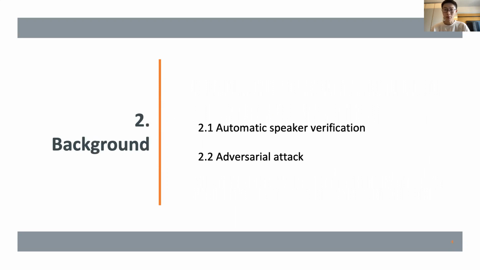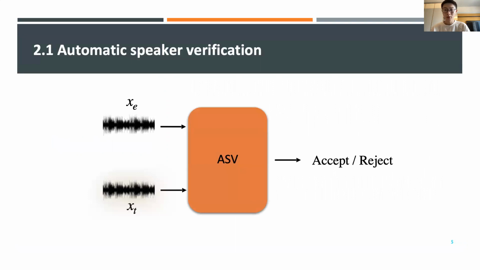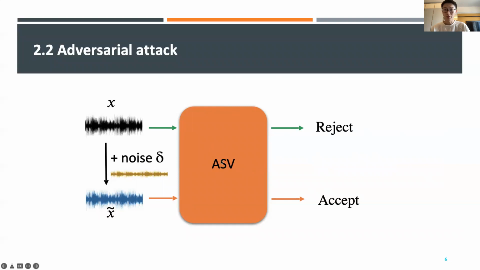Let's get into the background. Let's see the ASV workflow. Given a testing utterance XT, the ASV will compare it with the enroll utterance XE by feature extraction and the similarity comparison to decide whether to accept or reject the testing utterance. A well-trained ASV model can do the speaker verification very well. However, some in-the-wild attackers will try to do an adversarial attack to deceive the ASV.